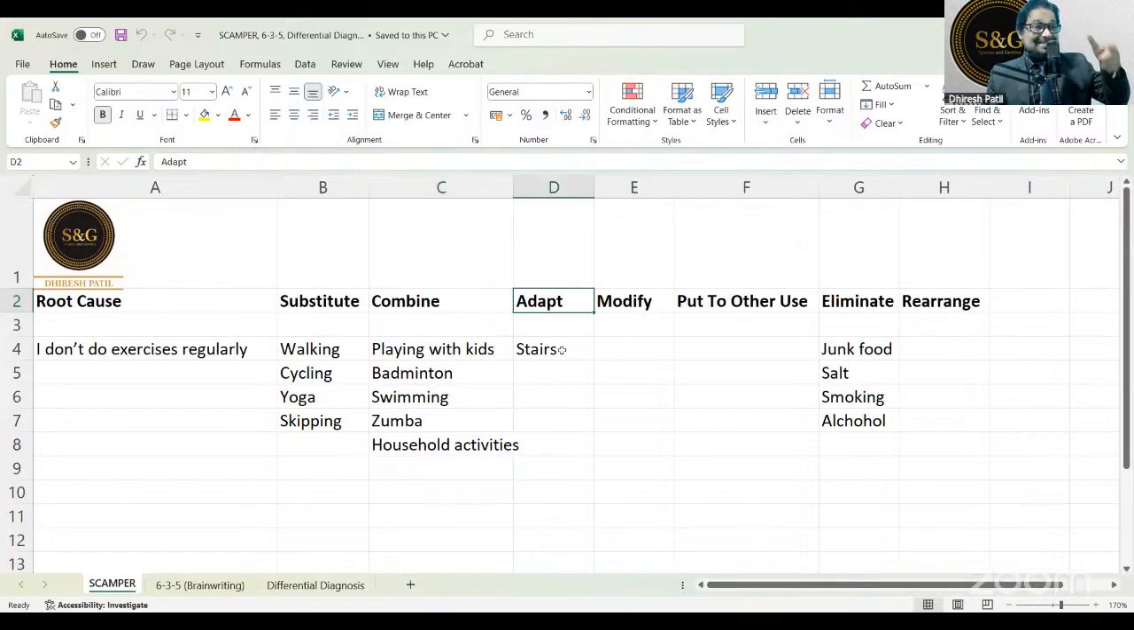Adapt, the staircases, which you mentioned. Yeah, Sanjay ji mentioned. Modify. Let's say, what can we modify?